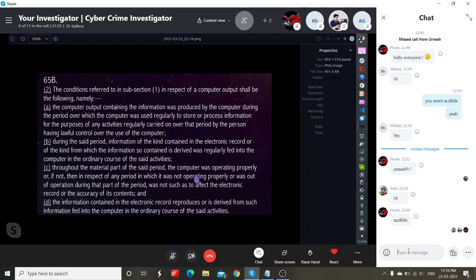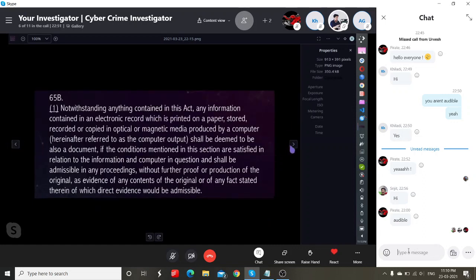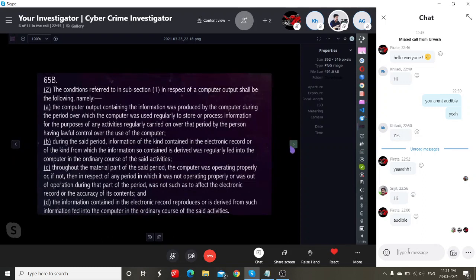That will be checked. Number three, throughout the material part of the said period, the computer was operating properly. If not, then in respect to any period in which it was not operating properly or was out of operation during that period, it was not such as to affect the electronic record or the accuracy of its contents. So regardless, it should be the state that the computer was operating properly, in a good and stabilized condition, then it will be considered. Number four, the information contained in the electronic record reproduces or is derived from information fed into the computer in the ordinary course of the said activities. So it reproduces, it resembles the actual acquired information from the computer. These are the four conditions that are required to fulfill subclause 1. So this is subclause 2, which fulfills subclause 1, stating the conditions that should be there.